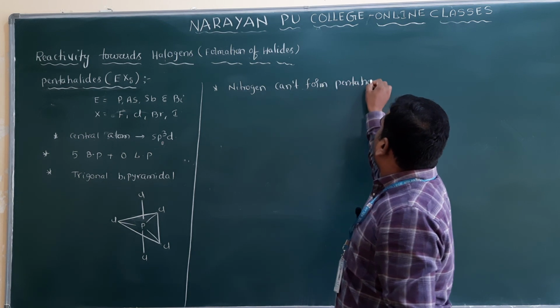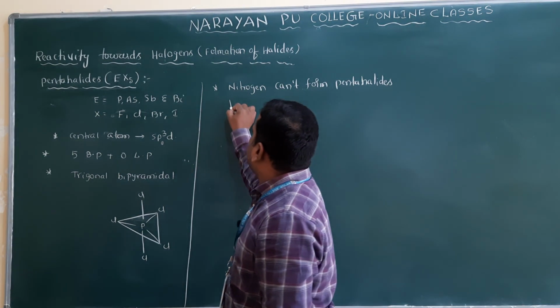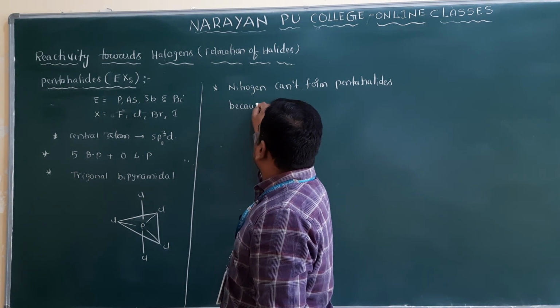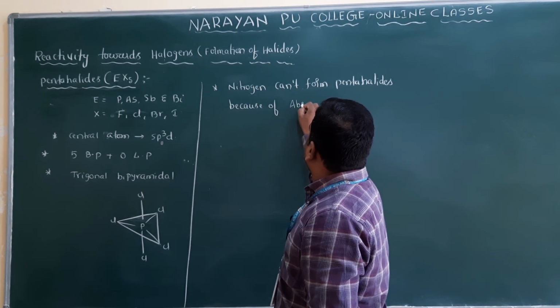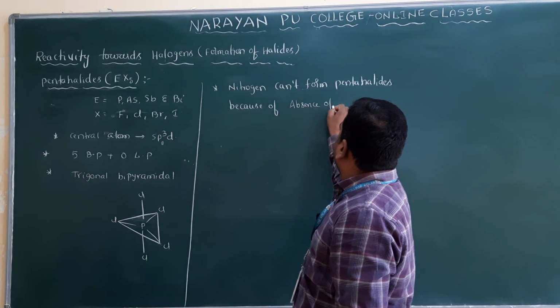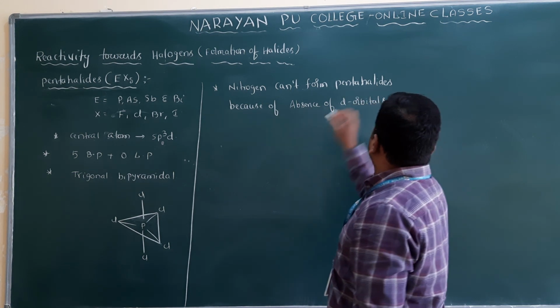So nitrogen cannot form pentahalides. Why? Because of the absence of d orbitals. This is one reason.